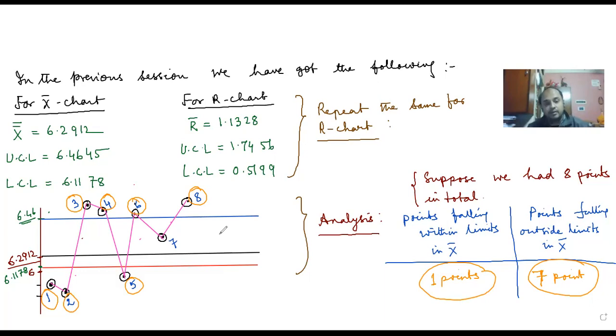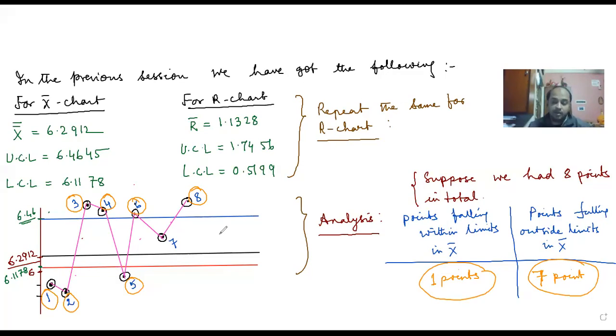So what you must do right now, in my last class I told you that there are two types of causes: a chance cause and assignable causes. Chance causes cannot be controlled, and assignable causes are those which can be controlled. Now assignable causes are of three types.